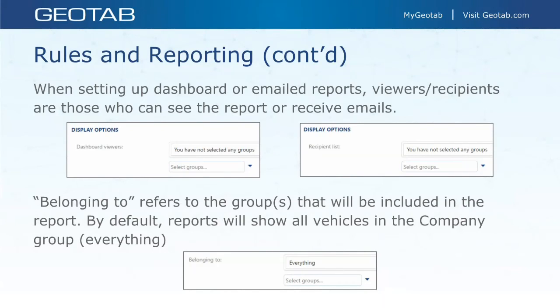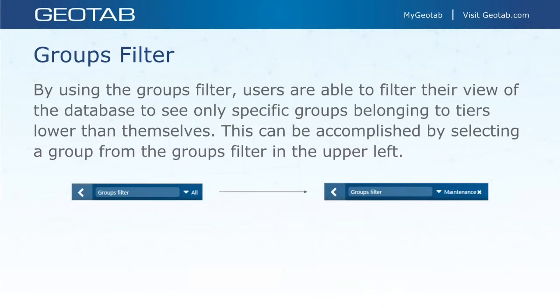Now again, the data access of the user is going to be the filter. So if I have belonging to Chicago and my user only has a data access of Los Angeles, they're not going to be able to see it. So everything is filtered through that user's data access. That is something to keep in mind.